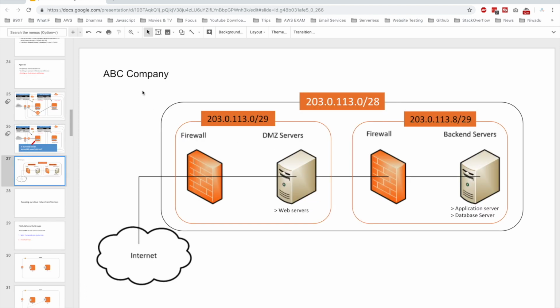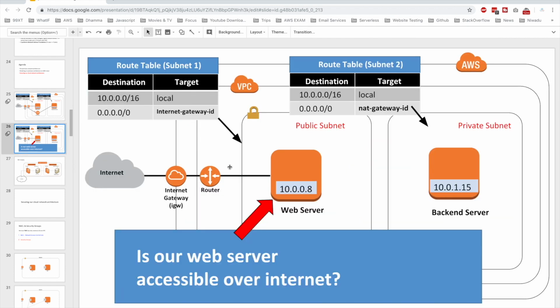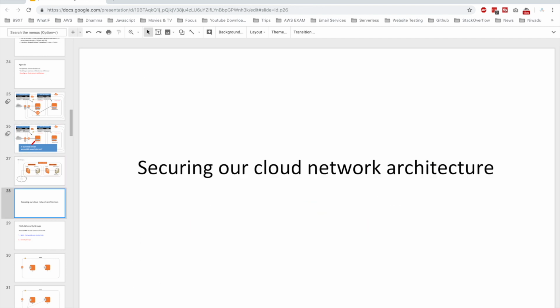If you can remember our on-premises network, we had firewalls, right? We had a firewall for our web servers and also a firewall for the backend servers. So when we migrated to AWS, we have to define firewalls as well. And in those firewalls, we have to define who can actually access our web servers, on which ports, and over which protocols. Unless we define those security aspects, our instances cannot be accessed over the internet. So let's look at the ways that we can secure our cloud network architecture.